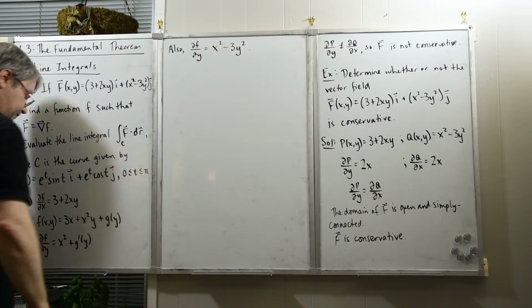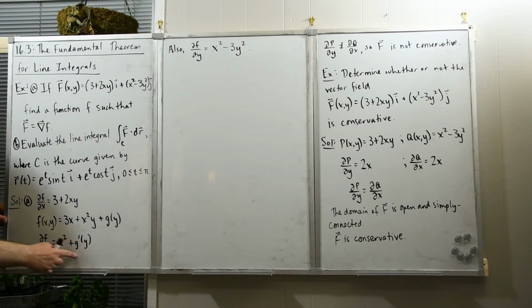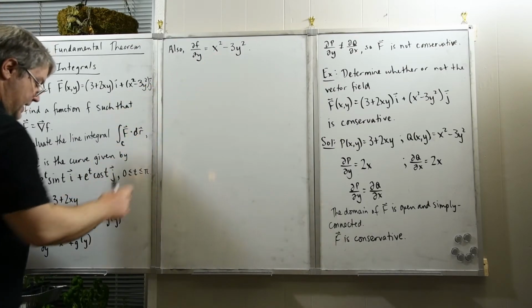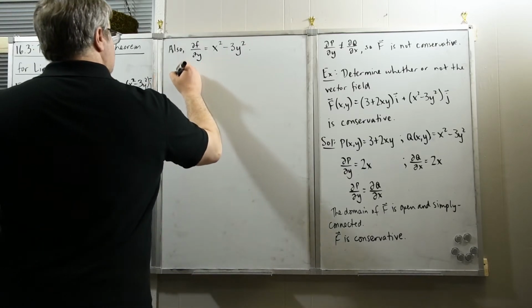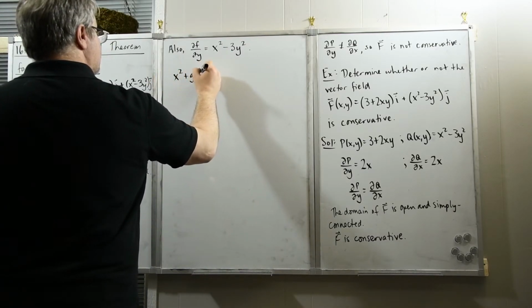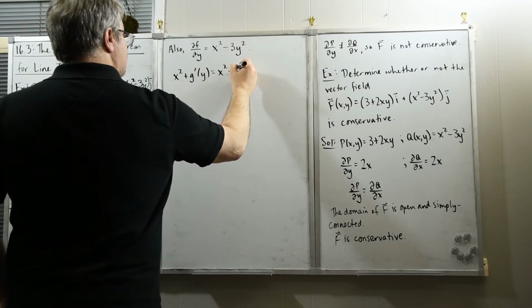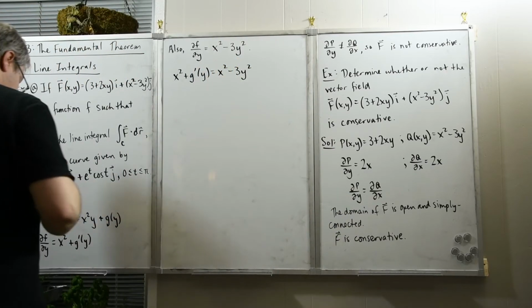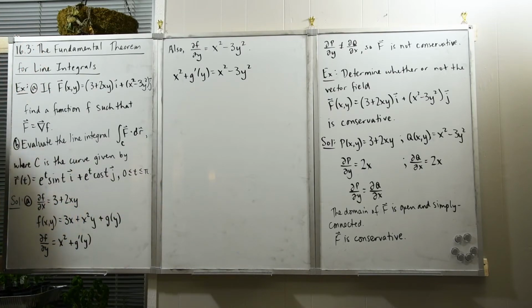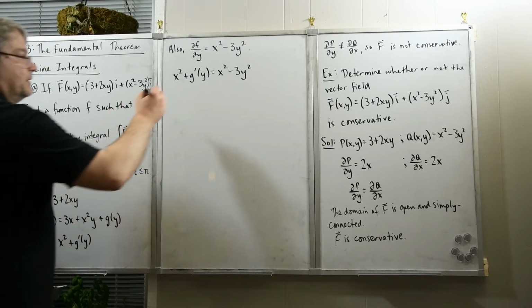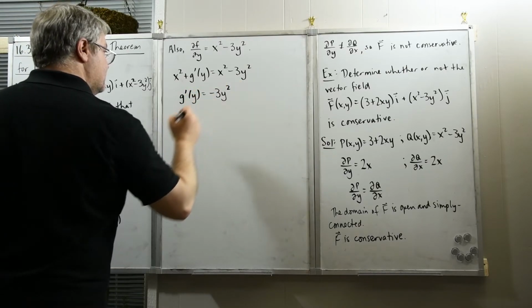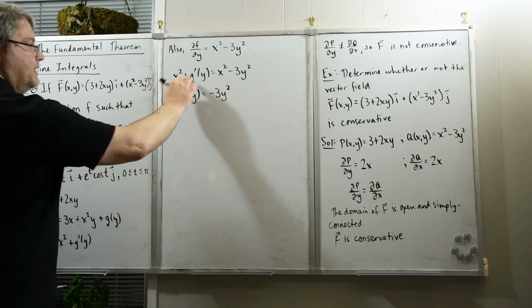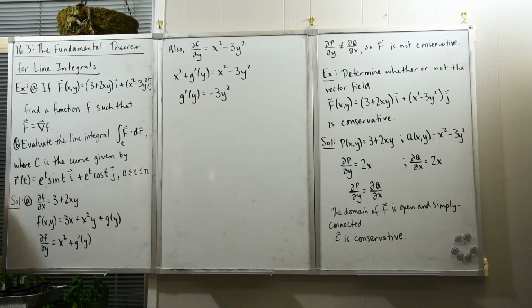Now, if partial f with respect to y is equal to this, and it's also equal to that, then that means that this expression is equal to that expression. So we're going to have x squared plus g prime of y is x squared minus 3y squared, which then leads us to the conclusion that g prime of y is negative 3y squared because the x squareds are just going to cancel here.